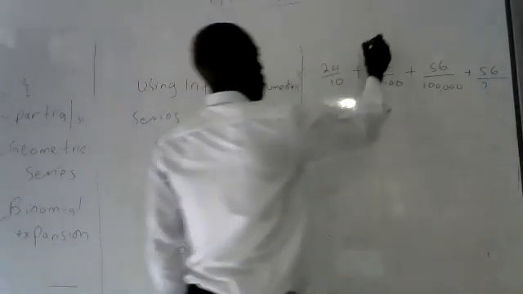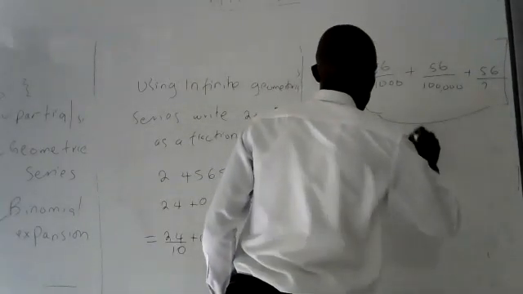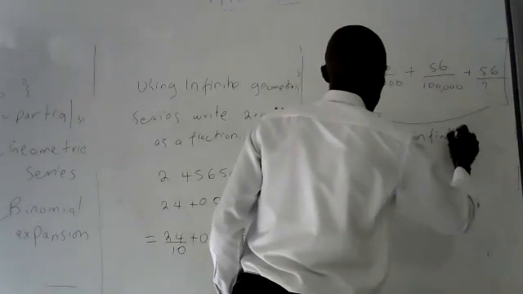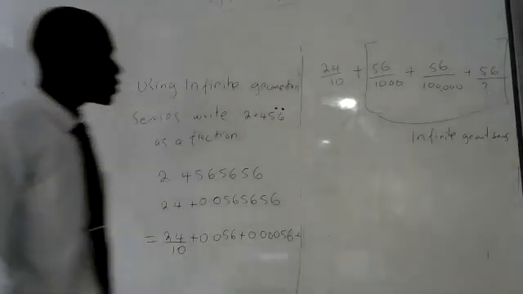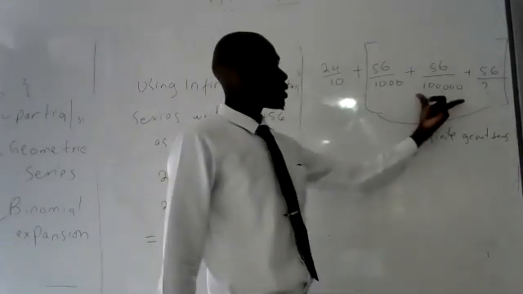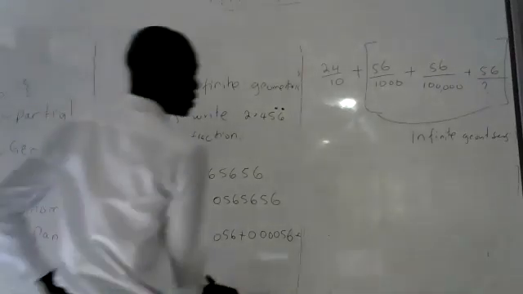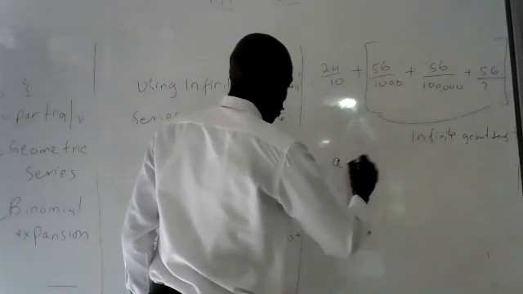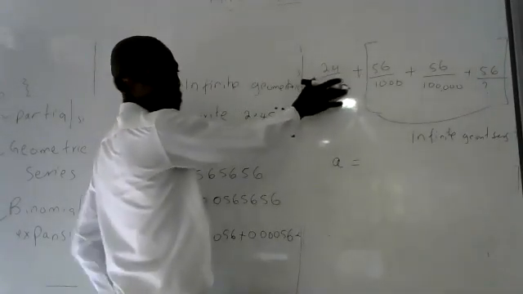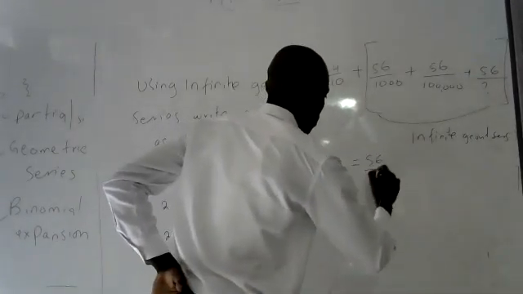Notice that from this point onwards, you have an infinite geometric series. So it is this which I need to write as a fraction using the formula for finding sums of a geometric series. So what we have, the first term here is 56 out of 1,000. This 24 out of 10 is not in the series. It's only this second part which is in the series. So the first term is 56 divided by 1,000.